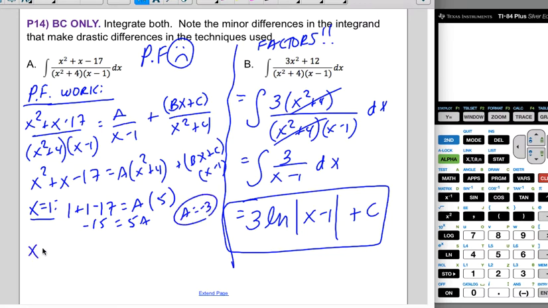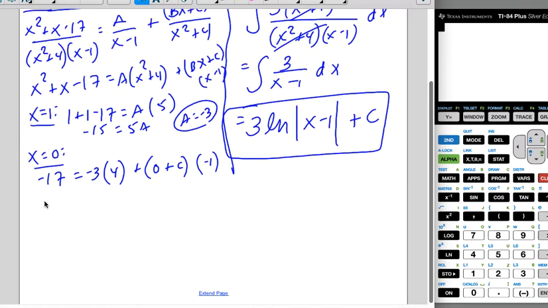I can use x equals 0 to knock out the b, which will allow me to find c, since I already know a. So when I use 0, I'm going to get a negative 17 equals a times 4, right? Plus the b is gone, plus c, and I was plugging in 0, so that's a negative 1. So I get negative 17 equals negative 12 minus c. I add the 12 over, I get negative 5 equals negative c, so c is 5.